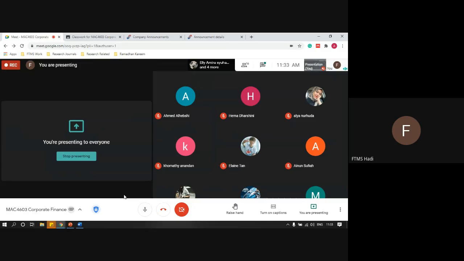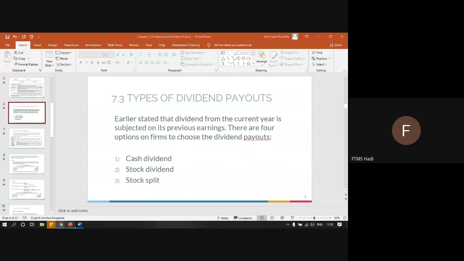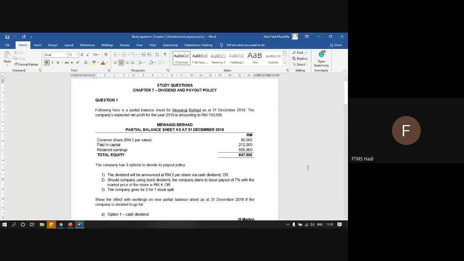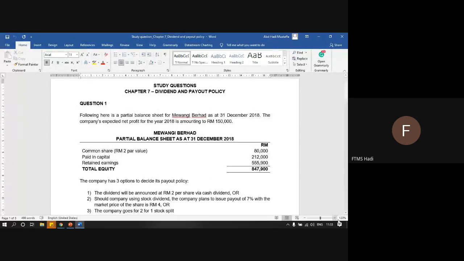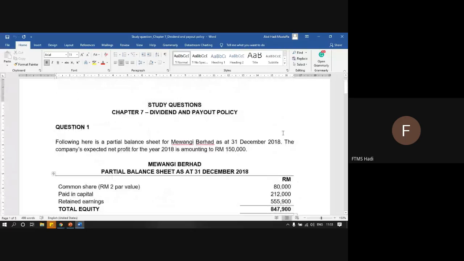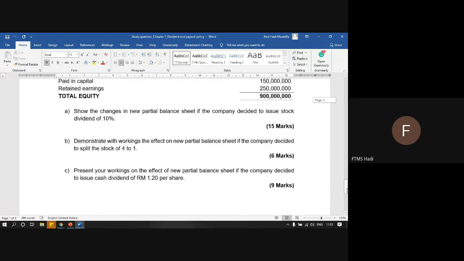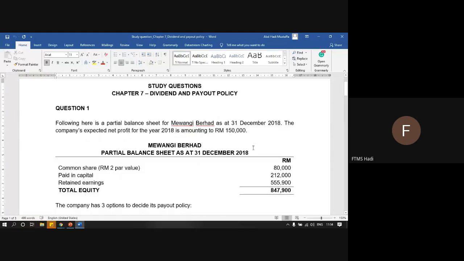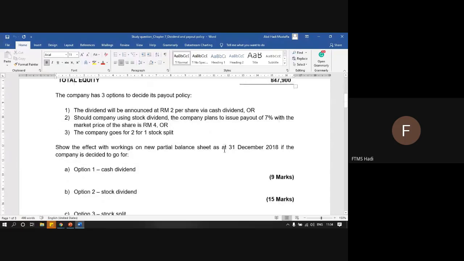Okay, let's move on to the next part, which is calculation. Before we answer the question, of course, you need to understand what this question is all about. And usually, the best thing is to attempt all questions, because once you are familiar with the question, you know how to tackle it. Okay, let's have a look at question one. I think the best thing is question one.